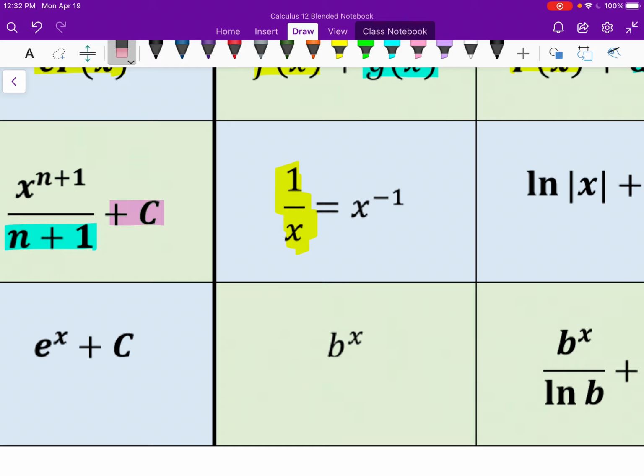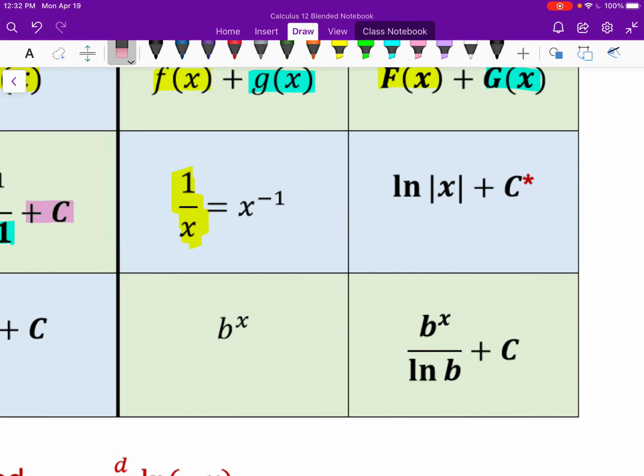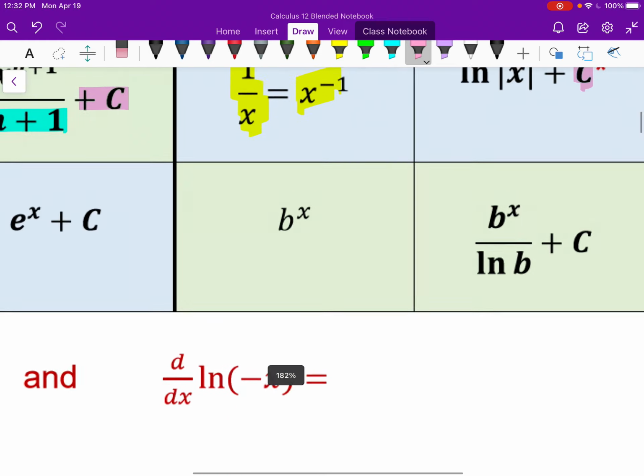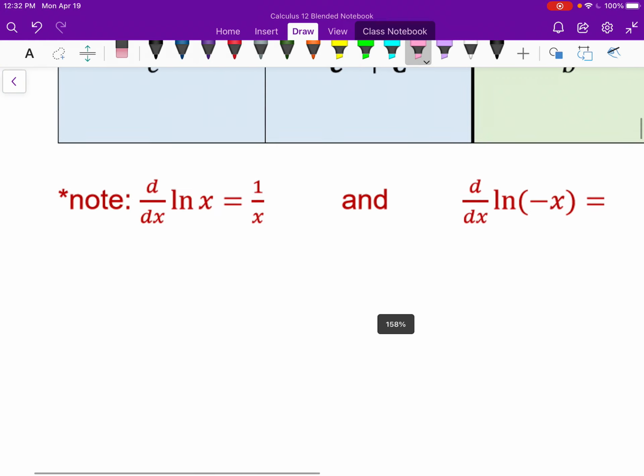However, hopefully we can remember that 1 over x is the derivative of ln x. And so the antiderivative of 1 over x, or the antiderivative of x to the -1, is the ln of the absolute value of x plus some constant. Now, notice I have absolute value right here because, well, let me show you an example. And I have a little star leading to these two examples right here.